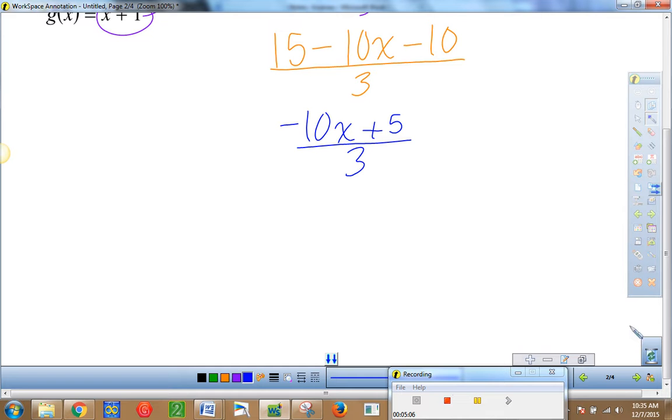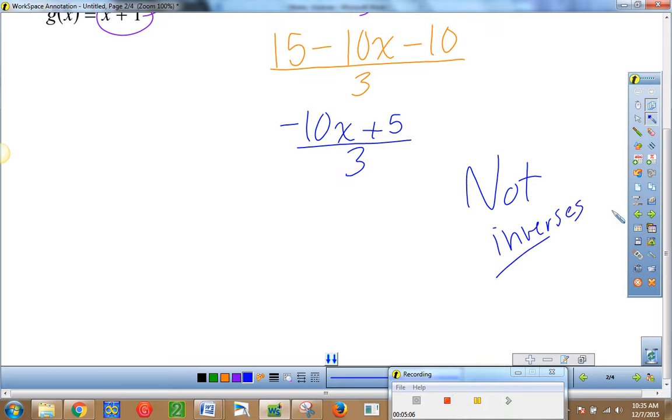Anything canceling out for us here? No. Whole lot of no. The answer is now... These are not inverses. These two functions.